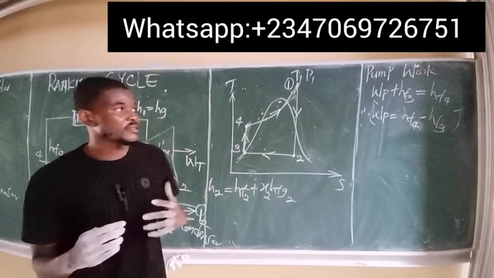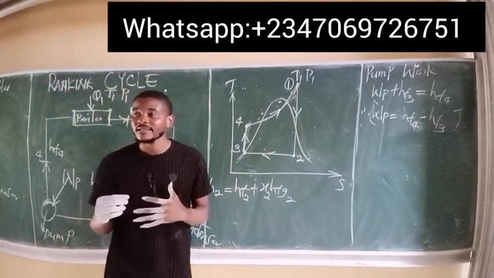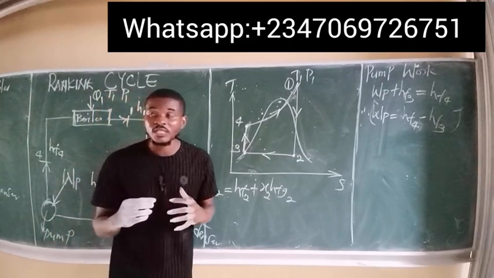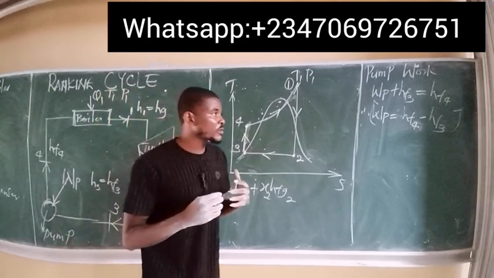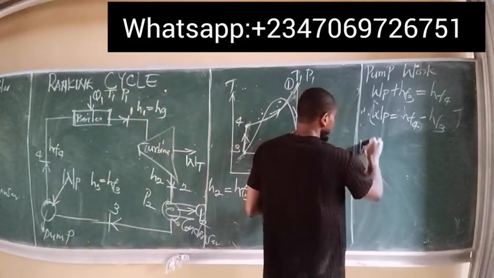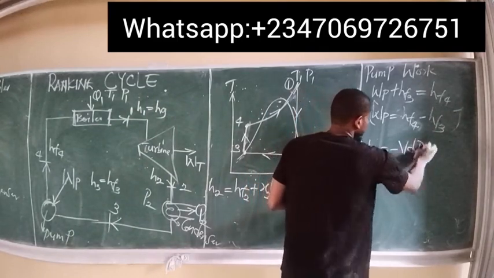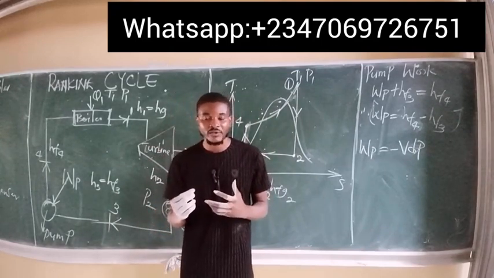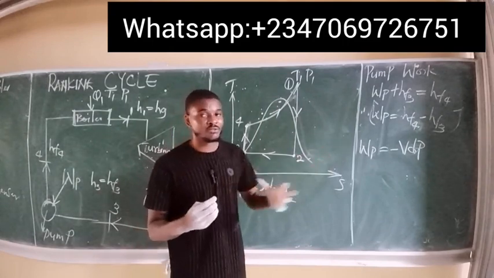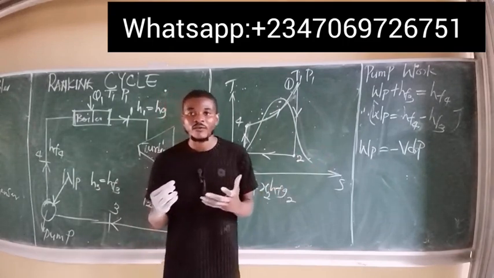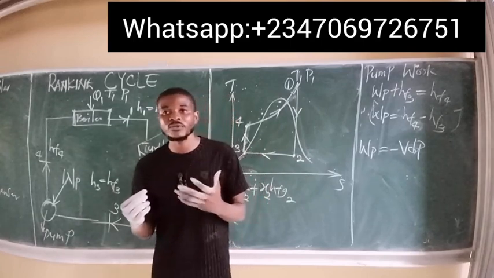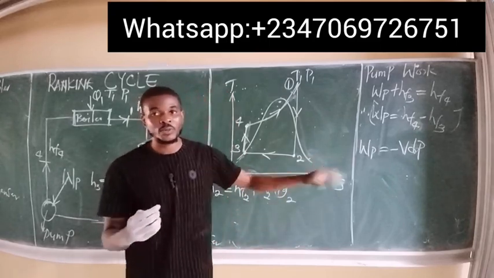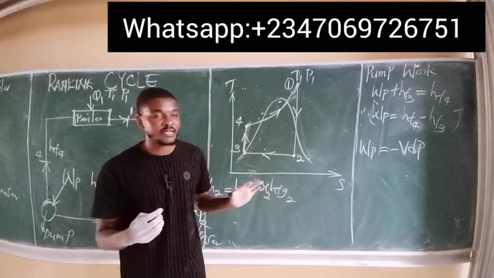Now, having known this, like I said earlier, the pump work is usually neglected simply because it has a very minor value compared to the turbine work. Now, there's another formula for the pump work. Pump work can also be given as minus V dP. So take note, pump work must always be negative. It can also be given as minus V times change in pressure. If you're given the volume of the fluid and the difference in pressure, of course, you can always find the pump work using that equation, but the value is always very small, so we usually neglect pump work.